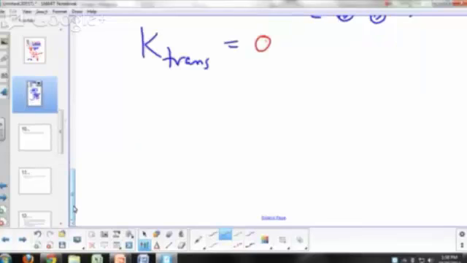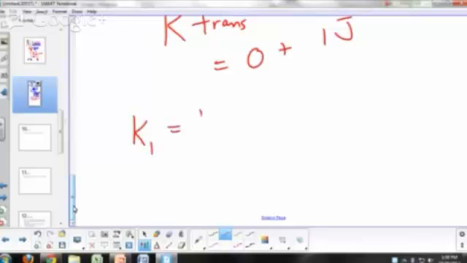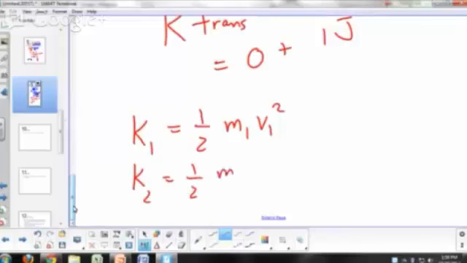So what's our total energy? K translational plus K internal, or relative, would be 0 plus 1 joule, which is going to be 1 joule. That's our total kinetic energy. What about if we did it the other way? Are we going to get the same thing? What is K1? 1/2 m1 v1 squared, and K2 is 1/2 m2 v2 squared. So what is that? 1/2.